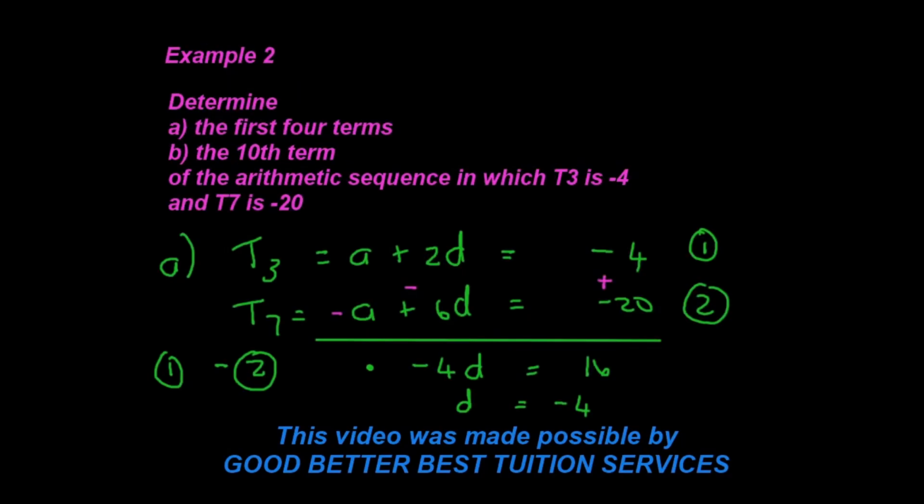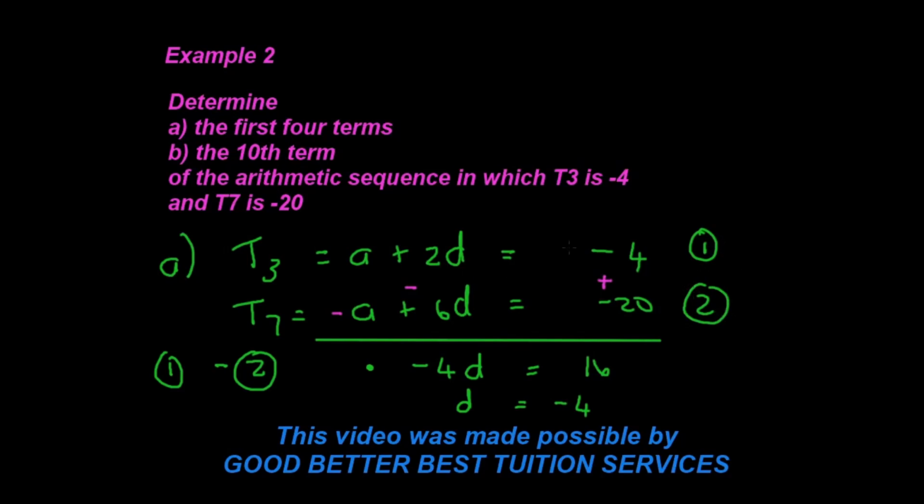Let's look at example number 2. It says determine (a) the first four terms, (b) the 10th term of the arithmetic sequence in which T3 is negative 4 and T7 is equal to negative 20. So we set this up again like a simultaneous equation, and that's the first equation, that's the second equation.